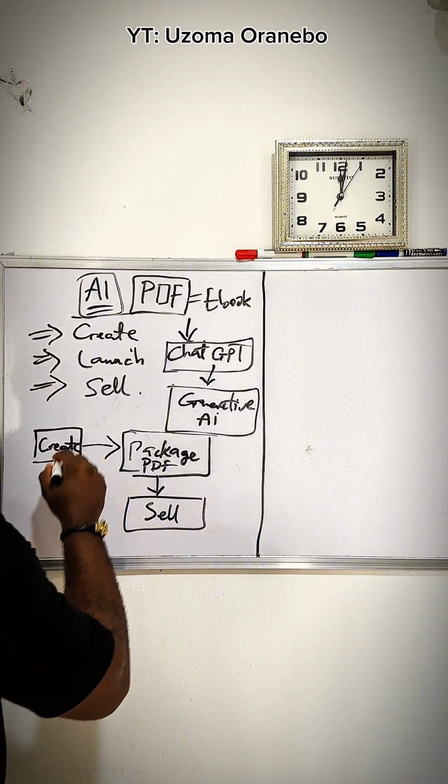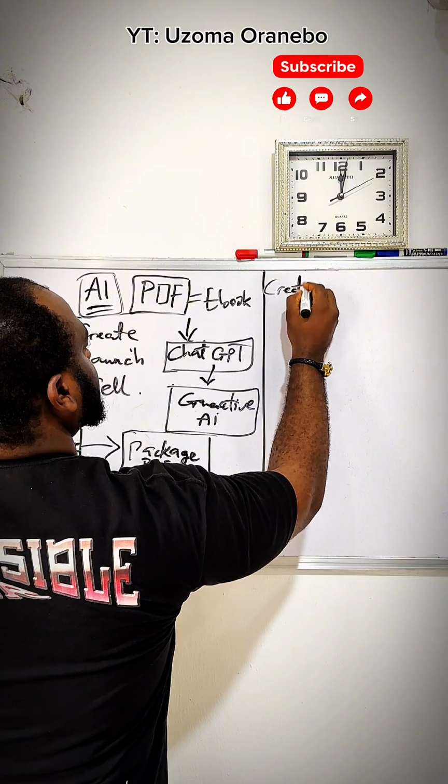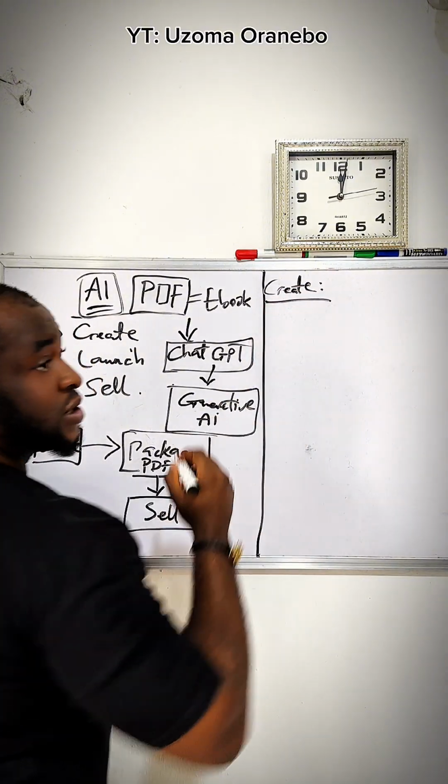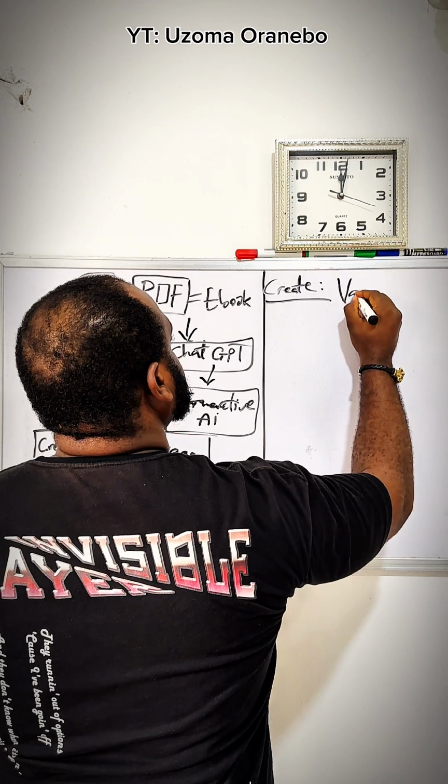Now, we are going to start with the first one, create. Now, let's start with create. When we click on create, the first thing you need to know is that before you can create anything, there is something called validation.